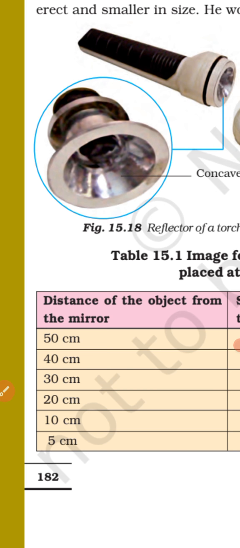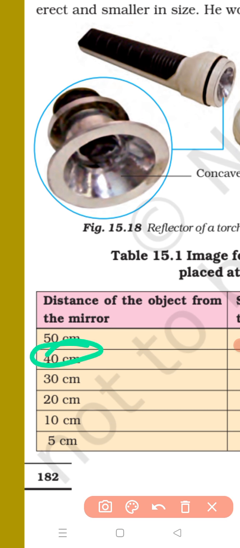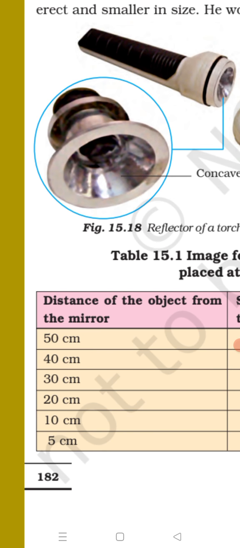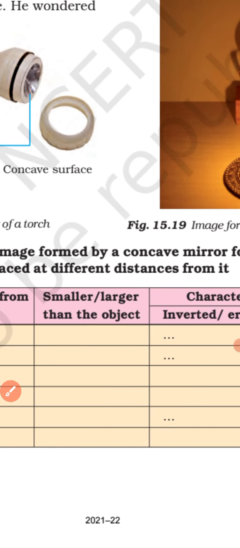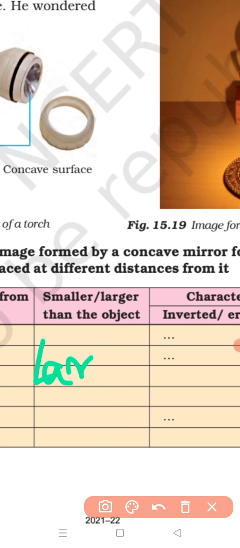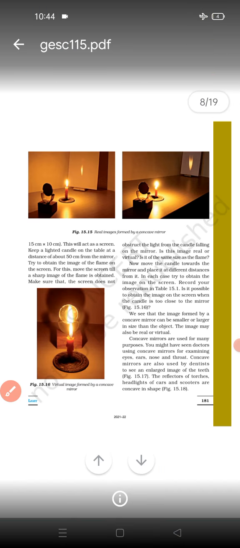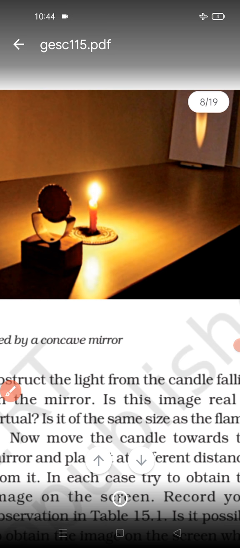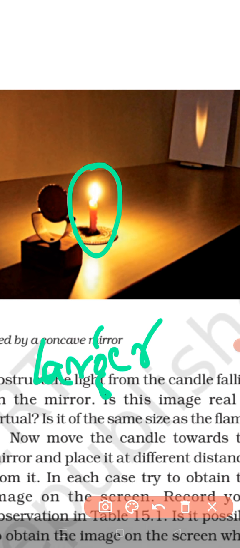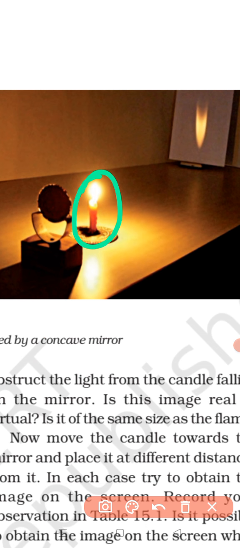Okay, the distance between the mirror and the object now is 40 centimeter. It is brought close. So what can you say about the image? Smaller than the object or larger than the object? You have to write again larger than the object, as you can see from here. When the candle flame was brought near to the mirror, the image obtained here is larger. Again it is inverted. Okay, and this image is again what? Real image. Clear? Are you getting it?